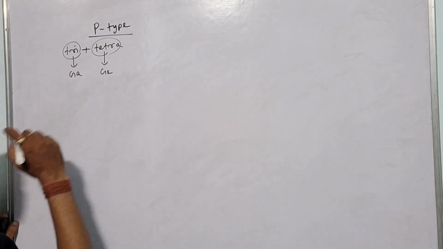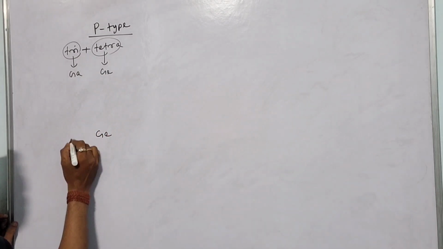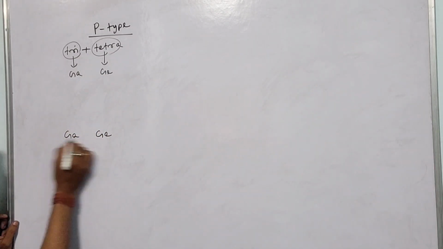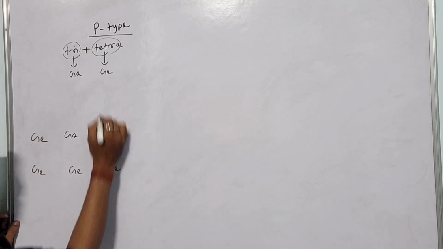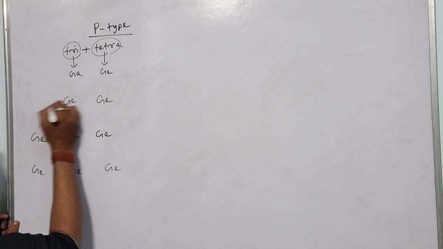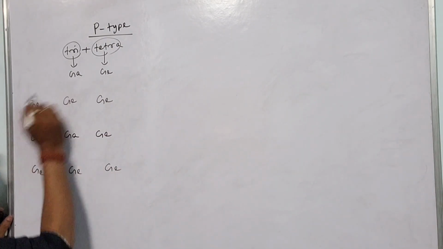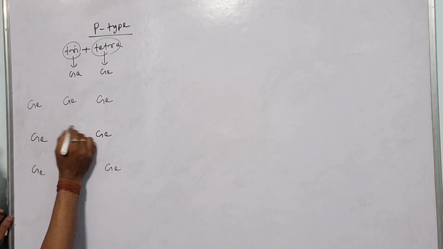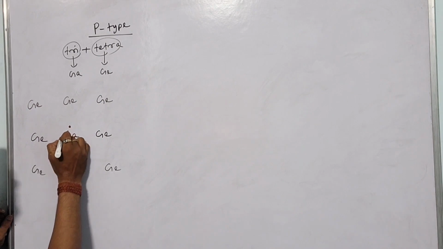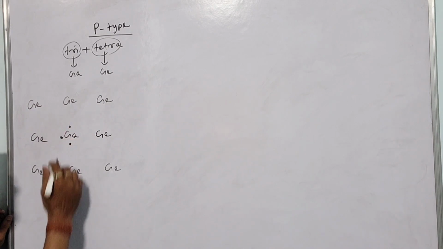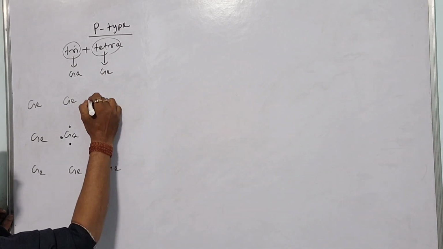So let us draw the diagram. Here I have taken germanium, gallium, germanium, germanium, germanium. These are germanium atoms, the primary atoms, and this one is your gallium atom, which is the impurity. You know, since gallium is a trivalent atom, it has 3 valence electrons, and germanium has 4 valence electrons.